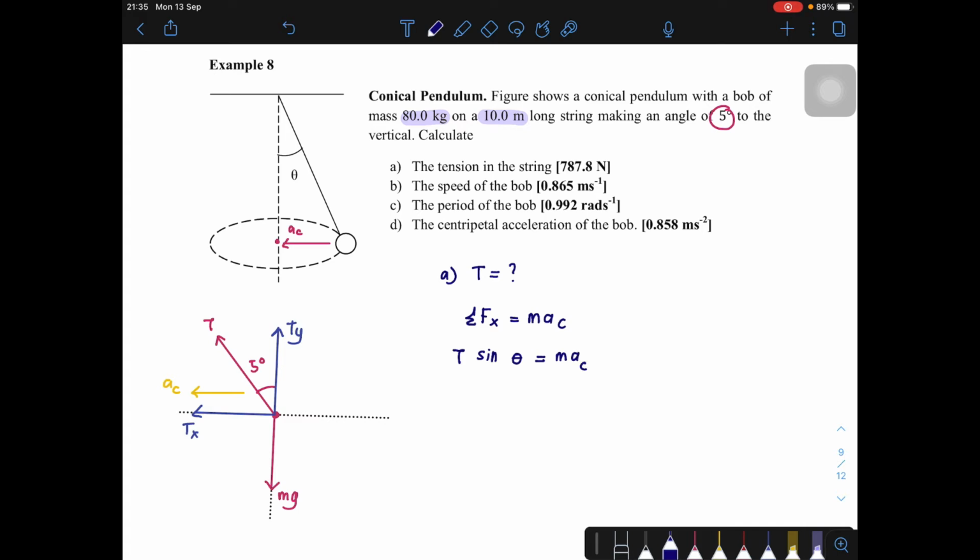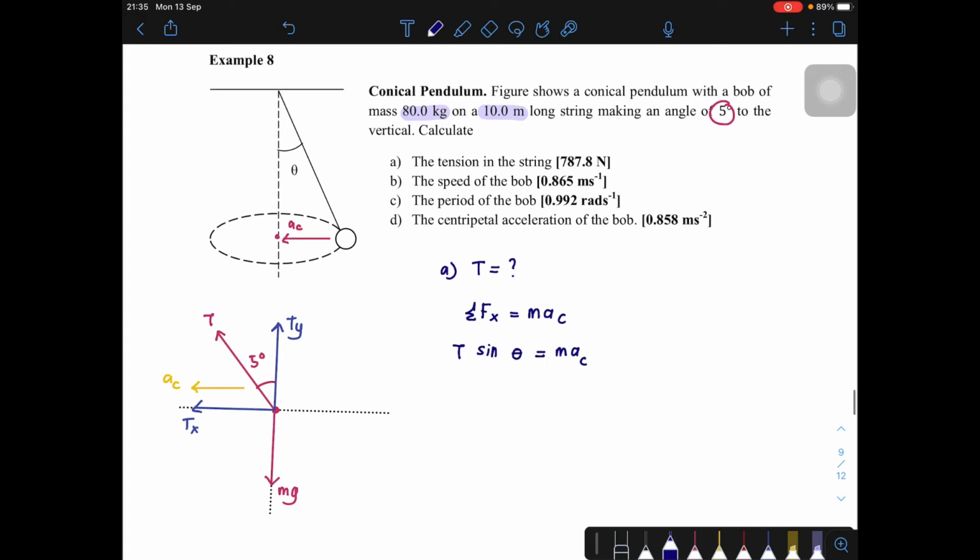Okay. And then untuk y-axis pula, sum of Fy akan jadi sama dengan kosong because along the y-axis we don't have any movement. Okay, tiada motion, tiada acceleration. So dia kena sama dengan kosong. So dekat y-axis kita ada Ty ke atas, di bawah mg. So Ty, which is sama dengan T cos theta minus mg, sama dengan kosong. Okay, so what we want here is the value for T.